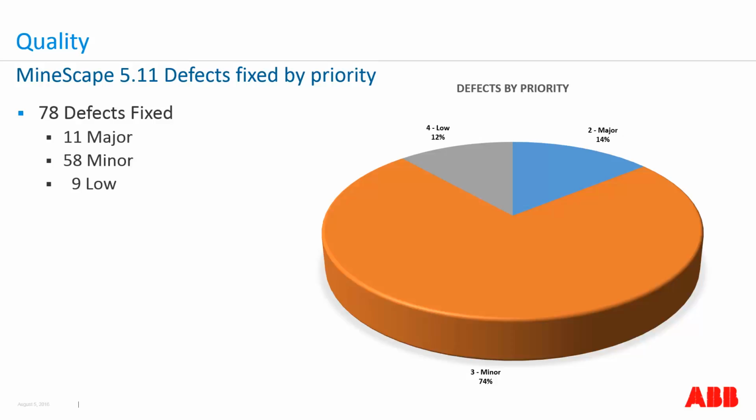Of those defects, 14% were identified as priority major, 74% minor, and 12% low.